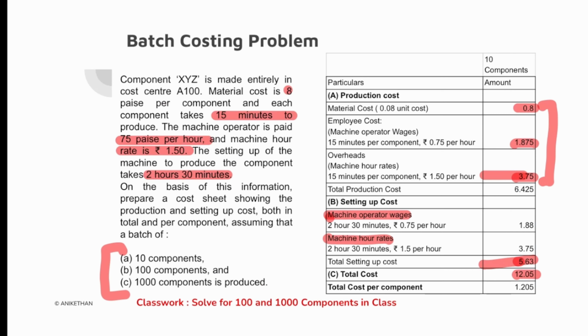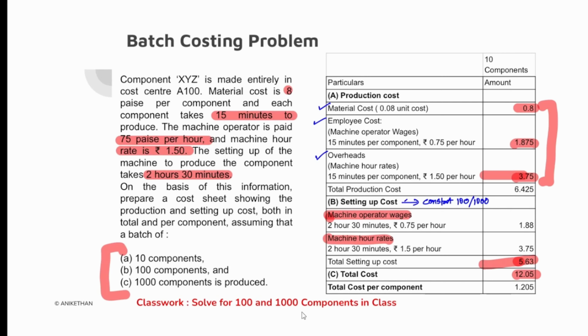If you have to calculate the same thing for 100 and 1000, the setup cost remains the same. That is the most important point. So this is constant for either 100 or 1000. What is the changing cost? Material cost is changing, employee cost and overhead, these three are changing. These three are directly linked to the component, whereas setting up cost is linked to how many batches you are going to set up. So I hope that is clear.